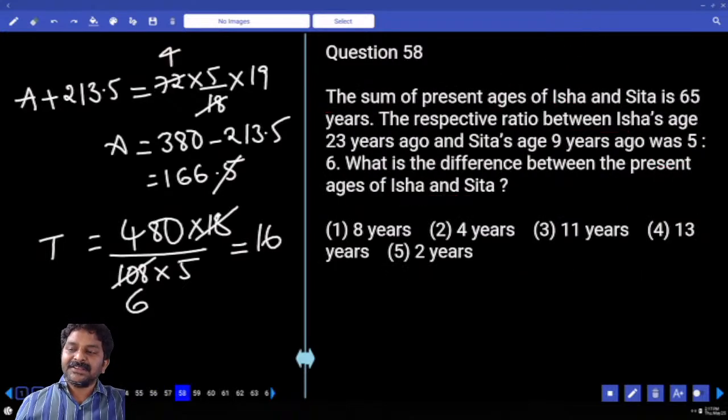The sum of the ages of Isha and Sita is 65. The respective ratio between Isha's age 23 years ago and Sita's age 9 years ago was 5:6. What is the difference between the present ages of Isha and Sita?